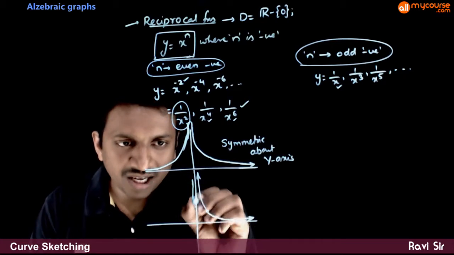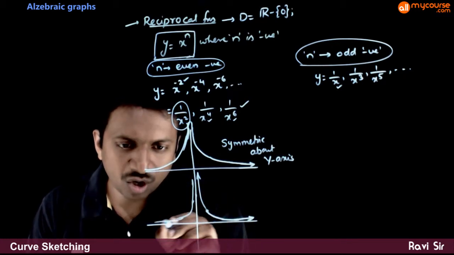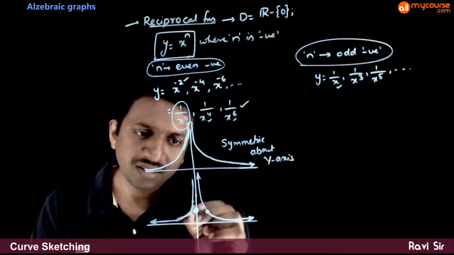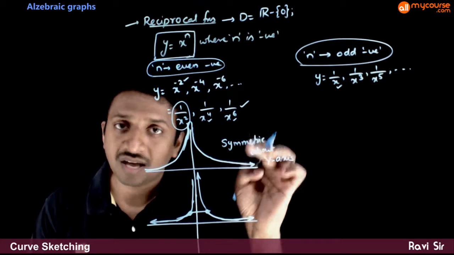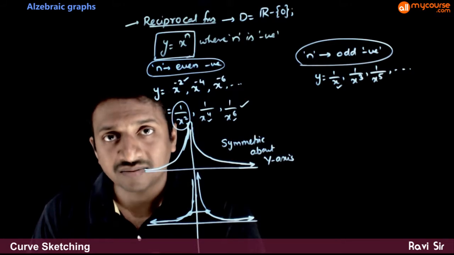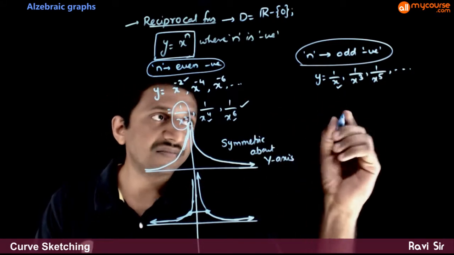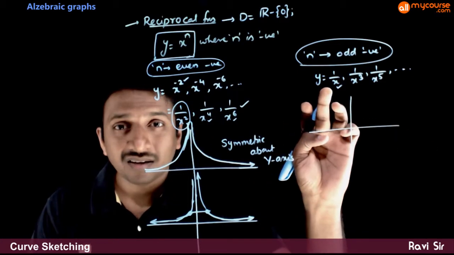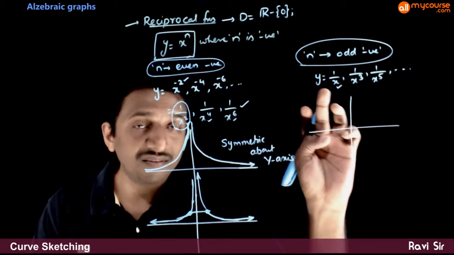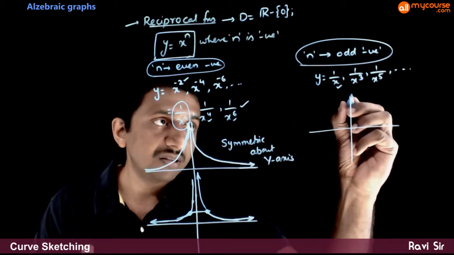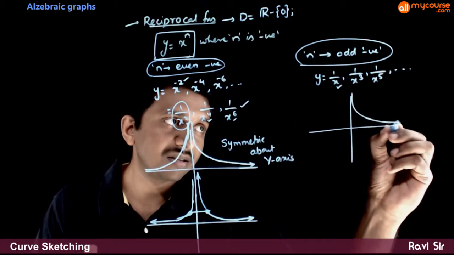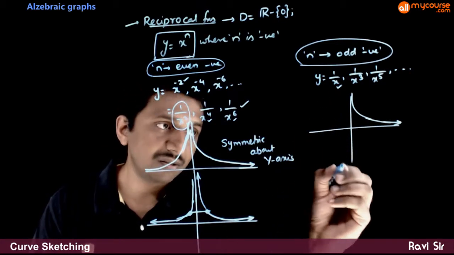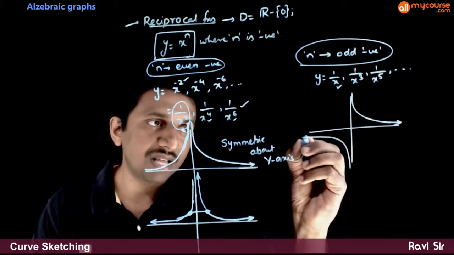So in terms of the shape of the graph, there is not much difference. All these graphs are symmetric about y-axis. And if you have these graphs, y equal to 1 by x, as x increases, 1 by x decreases. If x is positive, y is positive. So the graph looks like this in the first quadrant, and as x is negative, y is negative. So the next part of the graph looks like this.